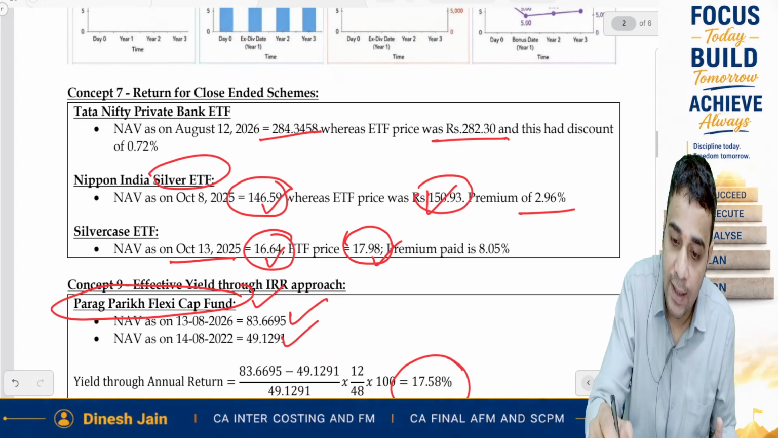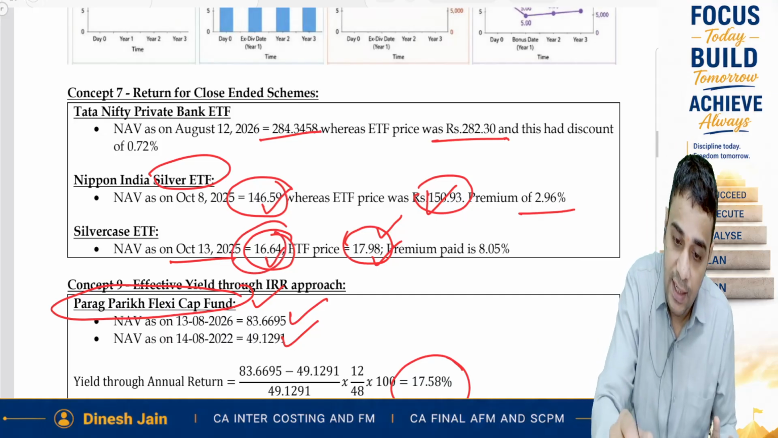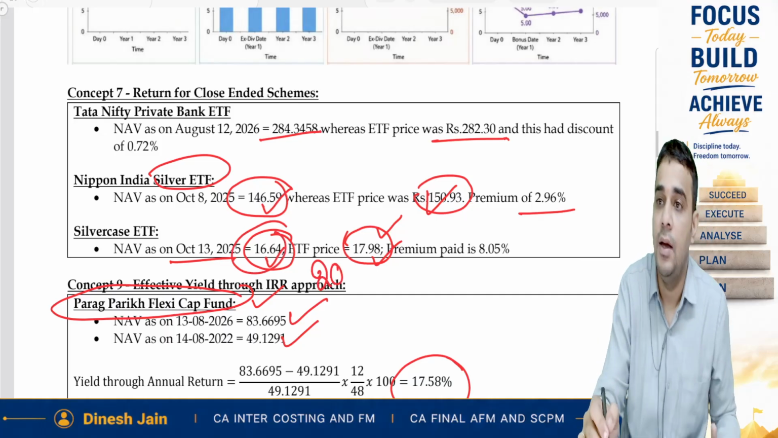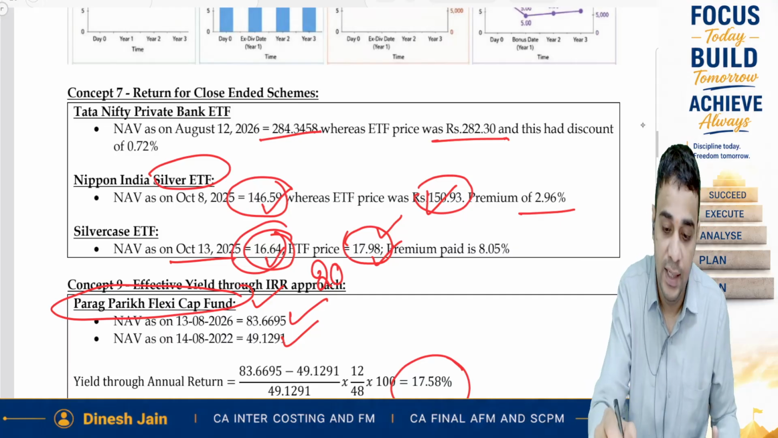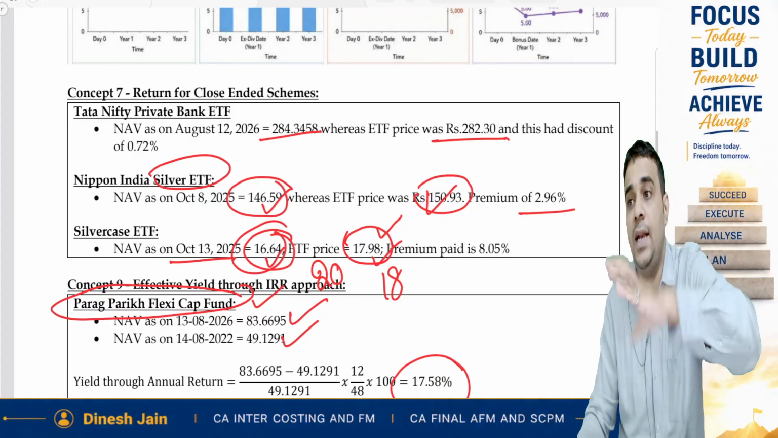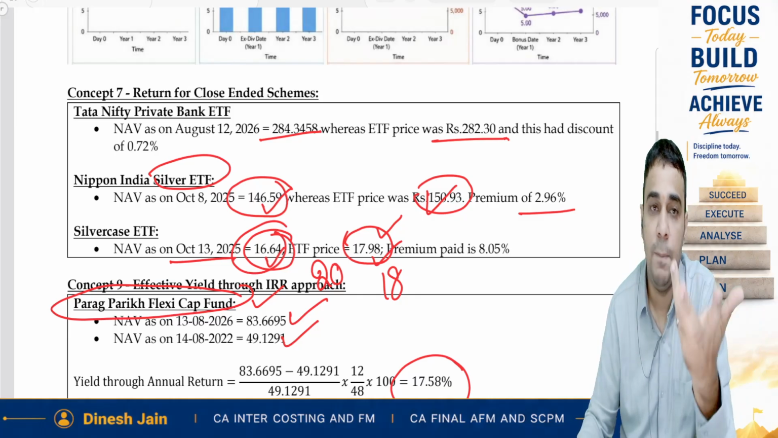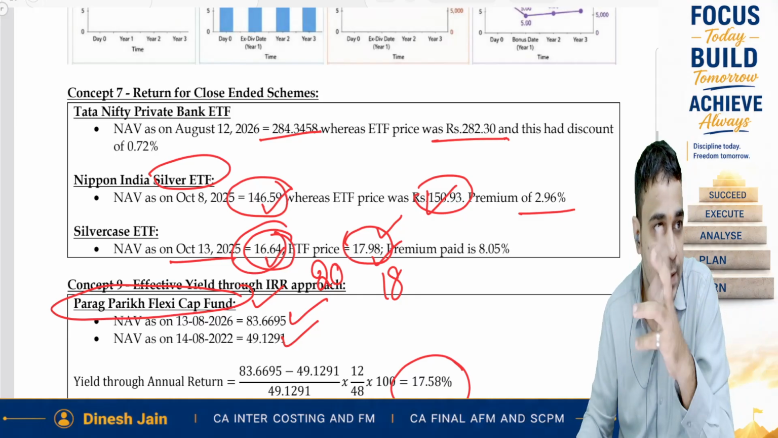By mistake, I purchased at 17.98. This NAV touched 20, but on the day I'm selling, it is at a discount, at only 18 rupees. On the date of sale, it is at a discount. On the date of purchase, it is at a premium. Both the places I got hit.